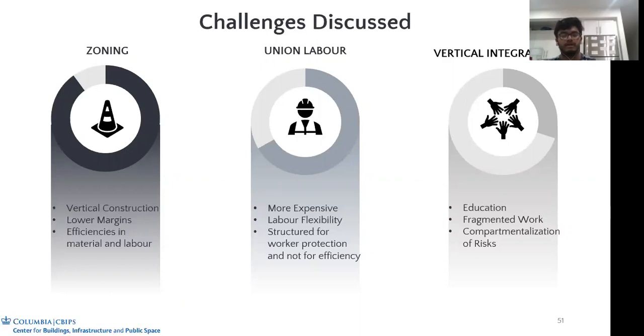And according to Daniel, he said that labor unions are structured for worker protection and not for efficiency, because two trades cannot go on at the same time in the same area. So that's the reason why they can't achieve more and more productivity.